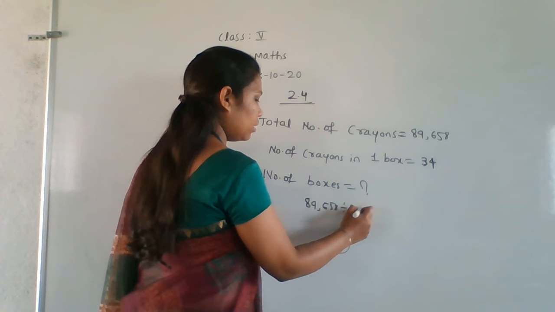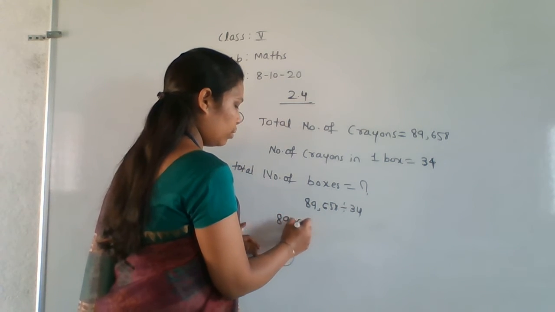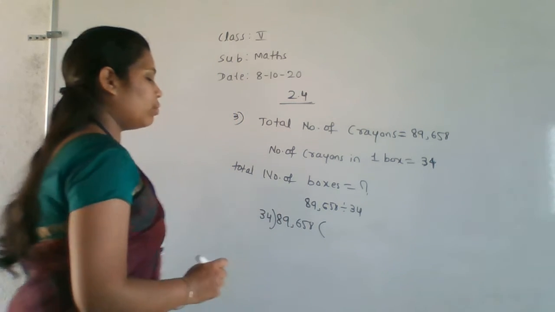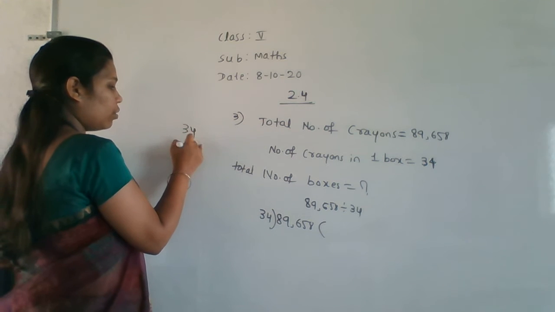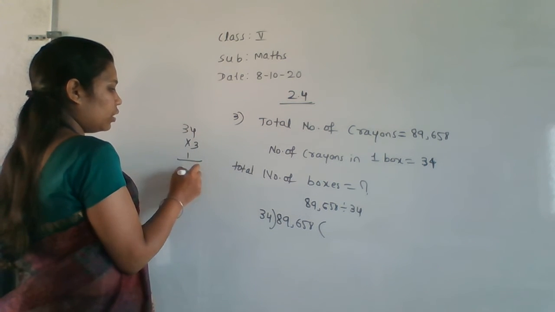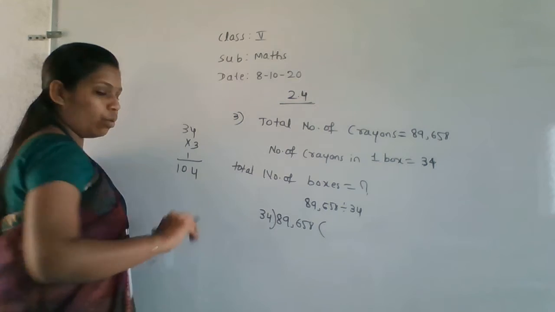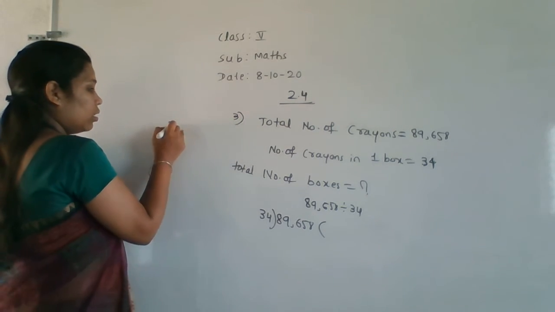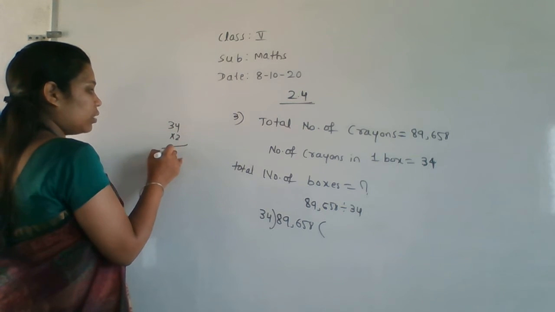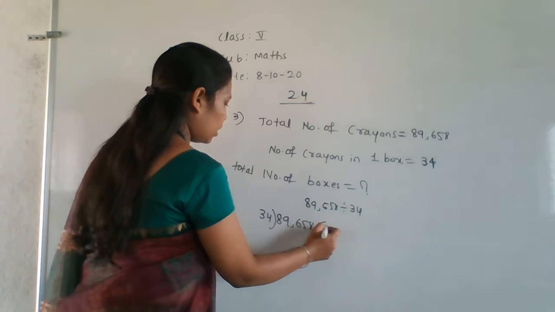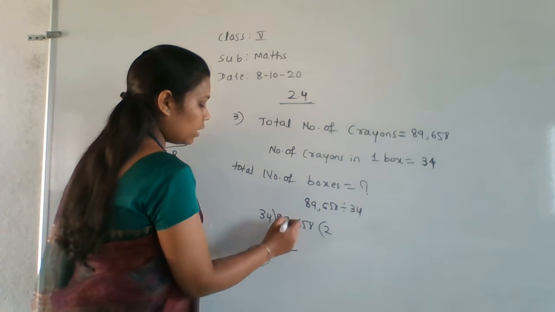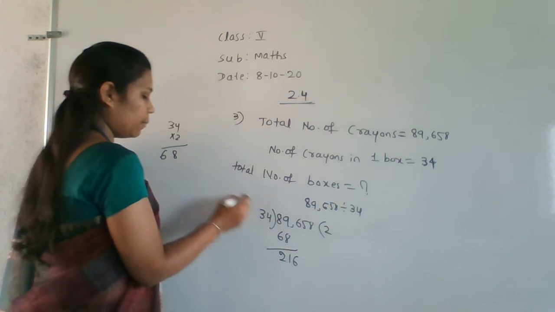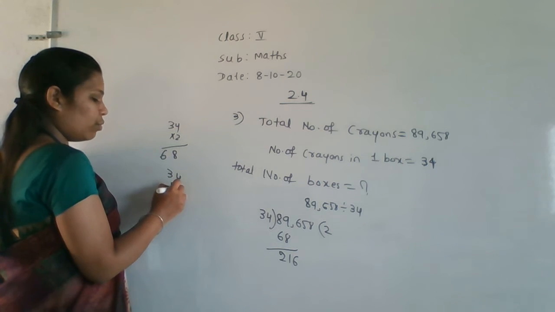89,658 divided by 34. Do the division. How much do we have to take here? 34 3s: 3 3s are 9, 3 4s are 12, 10 it is. No, we can't take. 34 2s: 2 4s are 8, 2 3s are 6. So 34 2s are 68. 9 minus 8 is 1, 8 minus 6 is 2. Here 216. Okay. Next, 34 4s.